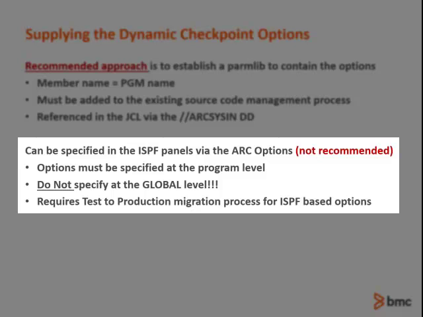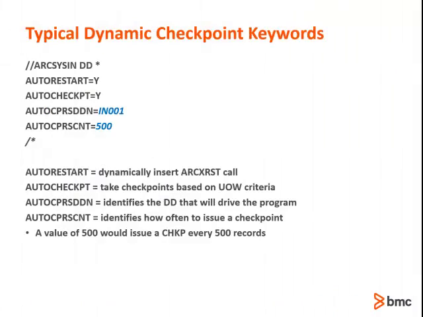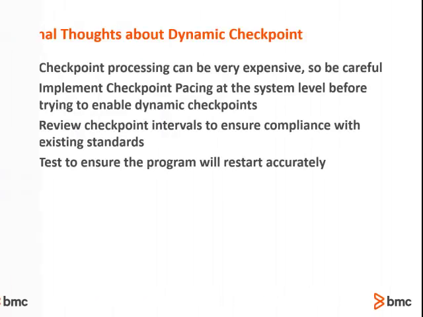Let's look at the actual keywords required to implement dynamic checkpoints. Here is a typical set of keywords used to implement dynamic checkpointing. The AUTO RESTART keyword tells ARC to dynamically insert the appropriate XRST call into the program. The AUTO CHECKPOINT keyword enables automatic checkpoint processing. In this example, the developer has selected IN001 as a trigger file and has instructed ARC to issue a checkpoint for every 500 records.